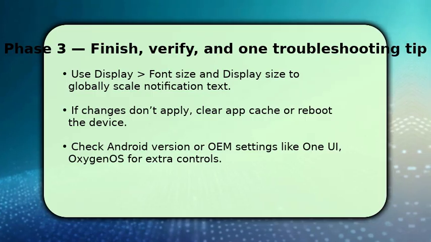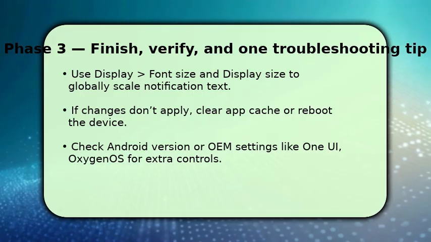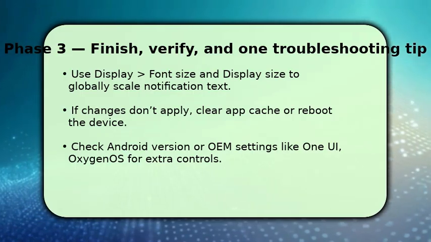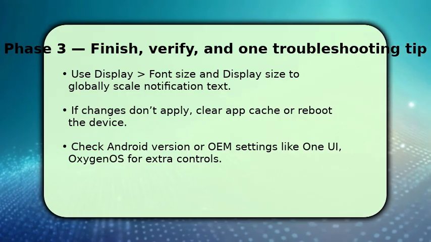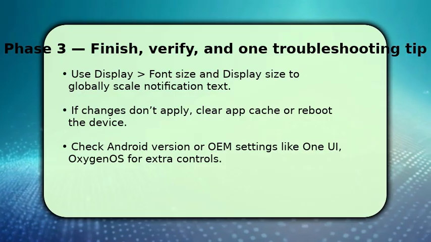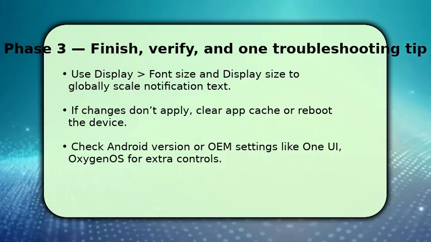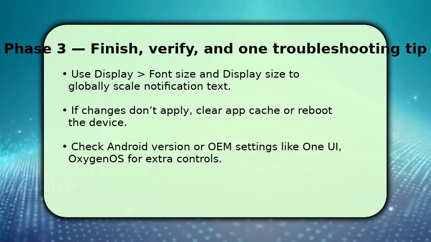If the change didn't appear, clear the target app's cache or reboot. That forces the UI to refresh. Make sure to check your Android version and any OEM skin settings like One UI or Oxygen OS because they add extra controls. If problems persist, toggle notification permissions and retest. That usually resolves stubborn display issues.